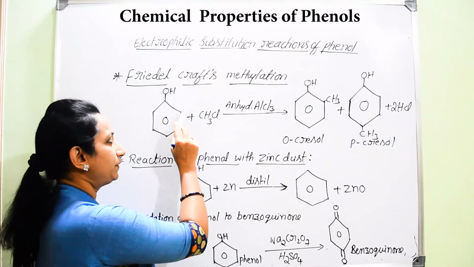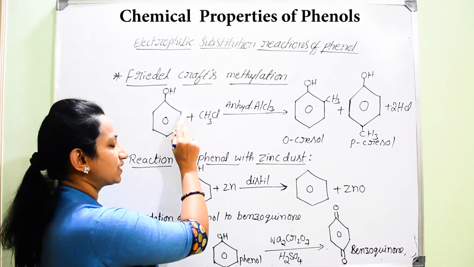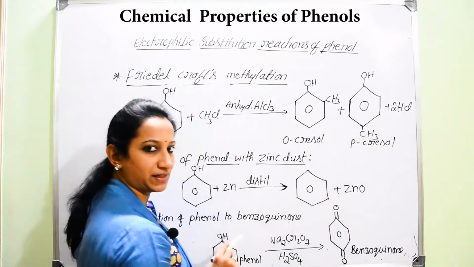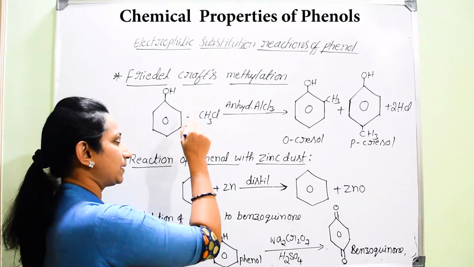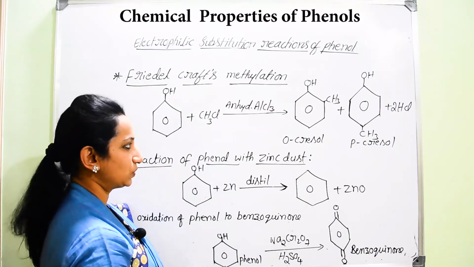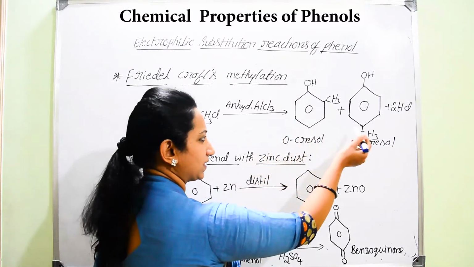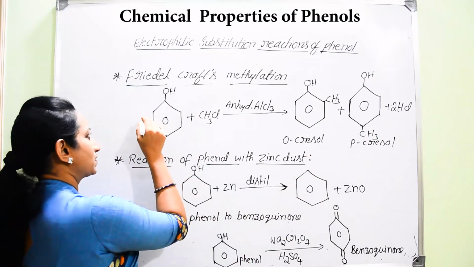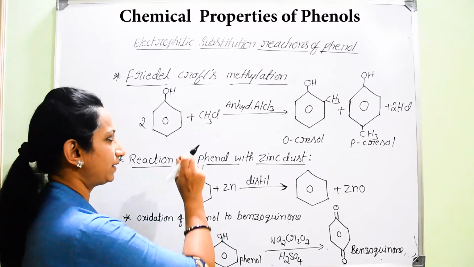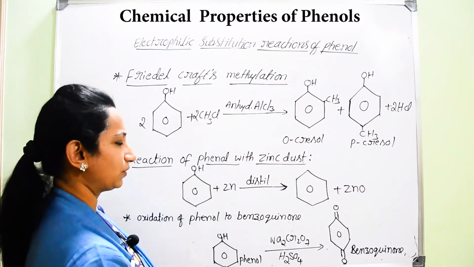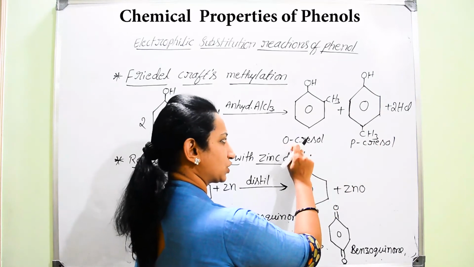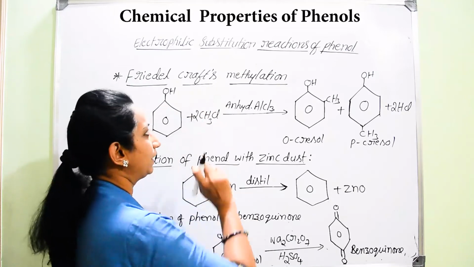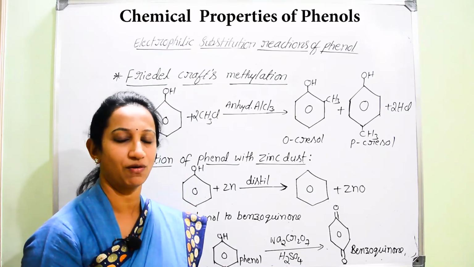Of course we can find here the ortho position which contains hydrogen, it can interact with Cl and will be removed in the form of HCl, and that hydrogen is replaced by the methyl group, so that we get orthocresol as well as paracresol as the two products. So here 2 moles of phenol interact with 2 moles of methyl chloride, resulting in the formation of a mixture of orthocresols and paracresols. That is Friedel-Crafts methylation of phenol.